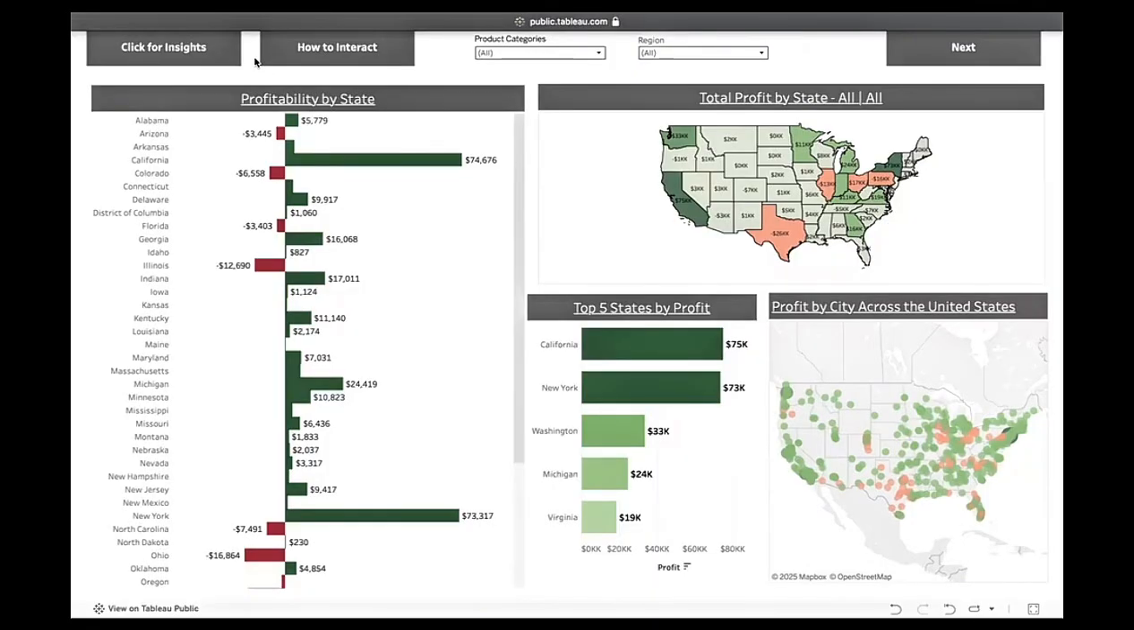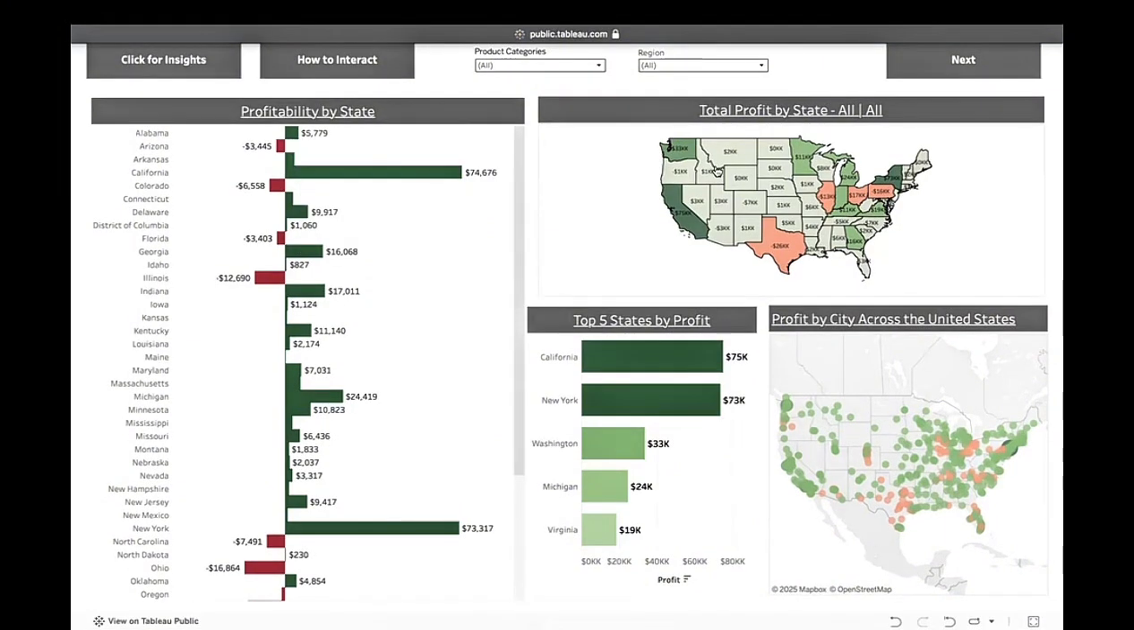Okay, now we will be presenting our Tableau. So this is our first dashboard, and it has many different visuals like a bar graph, a heat map, a top 5 states by profit bar graph, and then a dot map over here that is color-coded. And then we also have filters at the top.